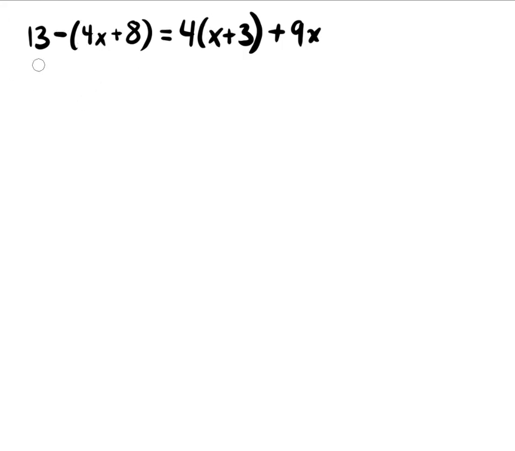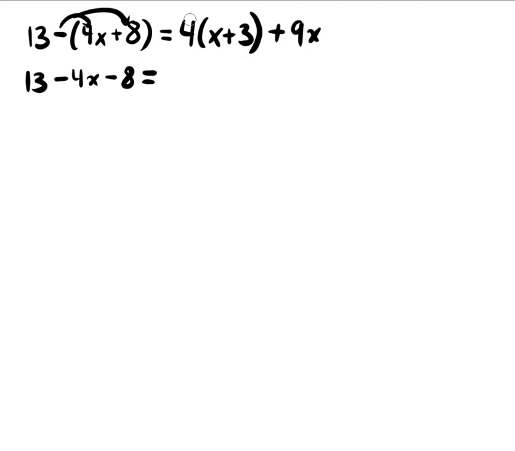In this case here, what I have is I have some stuff that needs to be distributed. So let's go ahead and just start that. I have my 13, which is going to stay the same, but my negative is going to distribute to the stuff on the inside, right? So I have 13 minus 4x, right? And then minus times a positive 8 is going to be minus 8, right? And that's all going to equal 4.